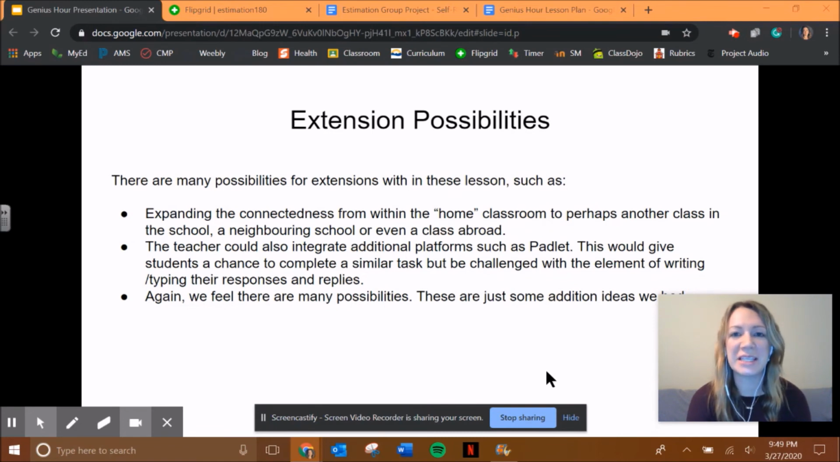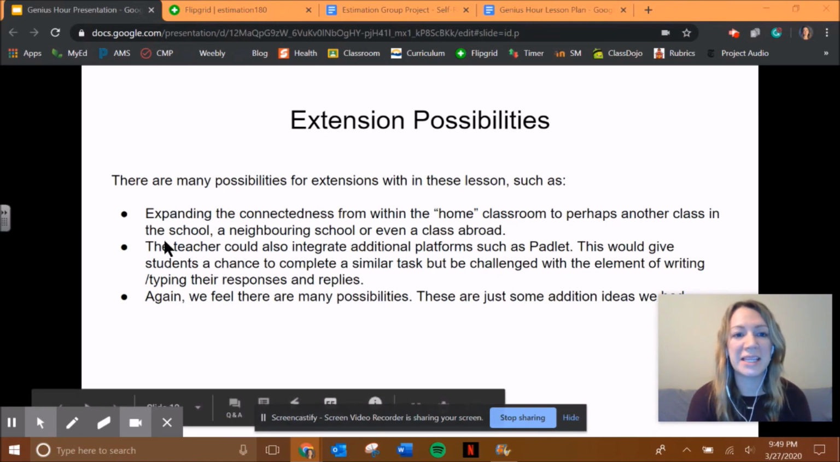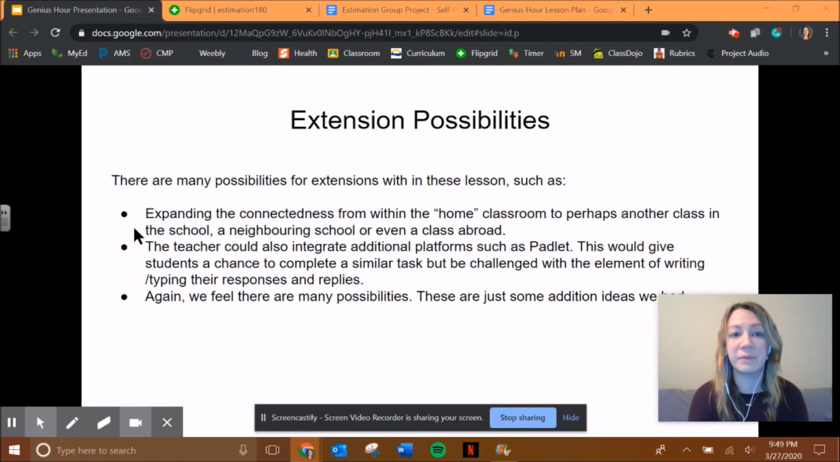There are some extension possibilities that we have as well, which could be that the students are able to connect with other classrooms in the school, in their community, or even all around the world using Flipgrid. That's the great part about Flipgrid. We could also have the teacher integrate platforms such as Padlet that would incorporate some writing and reading as well, instead of just speaking and listening. And there's probably lots of other possibilities. We'd be happy to hear any other ideas that anybody out there has. Please shoot us a message or respond to this if you can think of anything else that we could do with it.